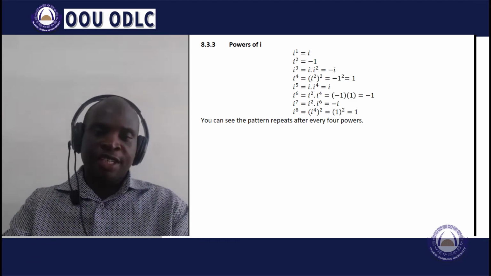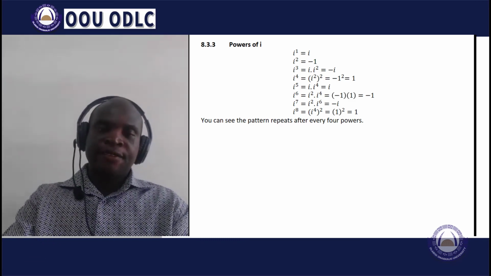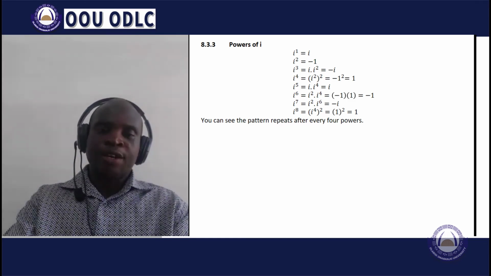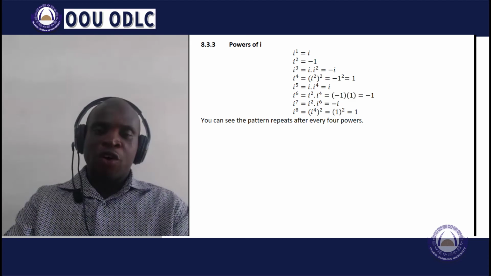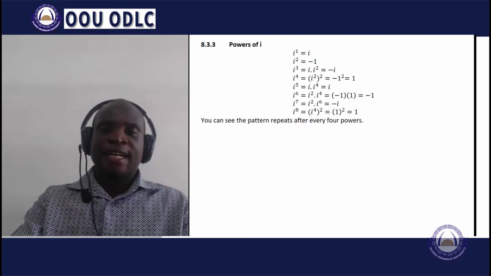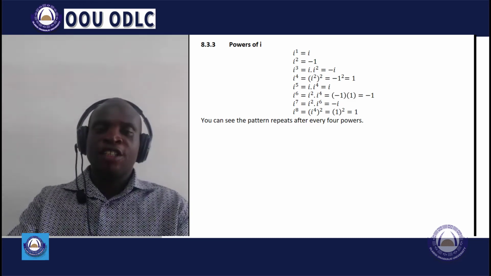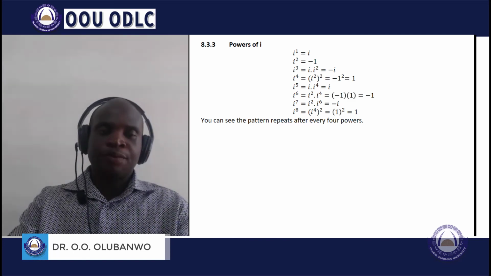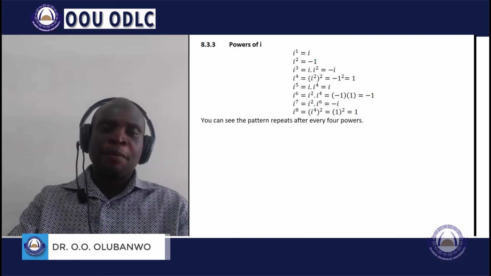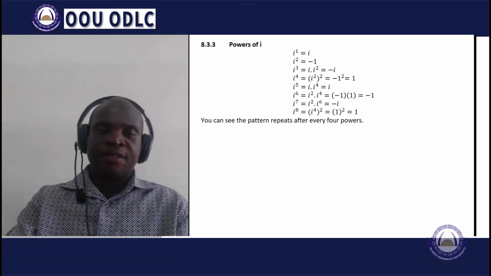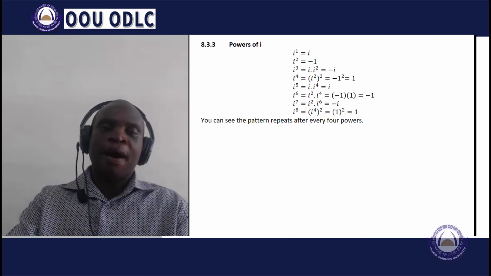Last but not the least on this screen, i raised to power 8 is nothing but i raised to power 4 all squared, or you say i raised to power 4 times i raised to power 4. When you look at the board clearly, you see that i raised to power 4 is 1. So 1 times 1 will give us 1. You can see the pattern repeats after the 4th power.